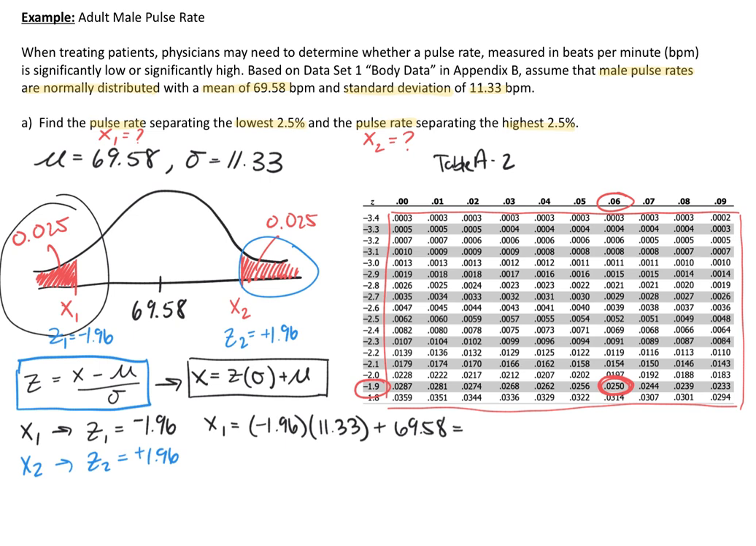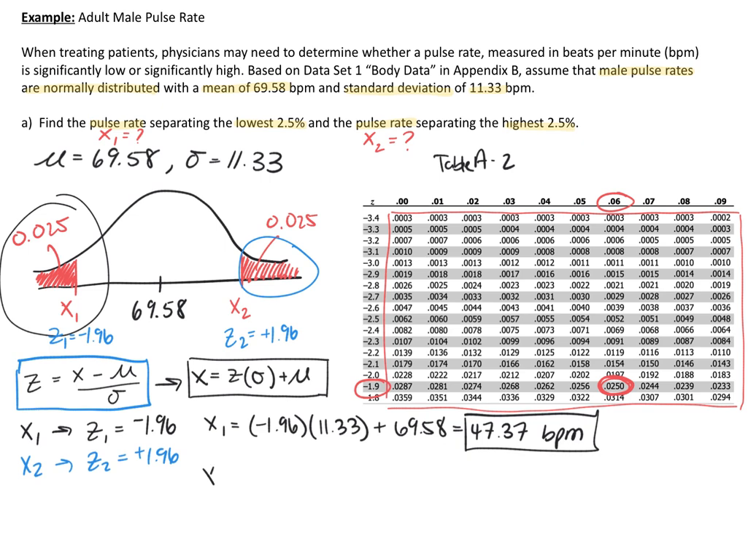You can put that into your calculator, and it gives us a pulse rate of 47.37 beats per minute. So that is the pulse rate that separates the bottom 2.5% of pulse rates.